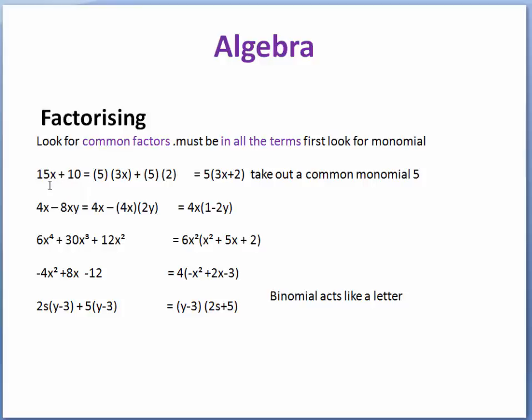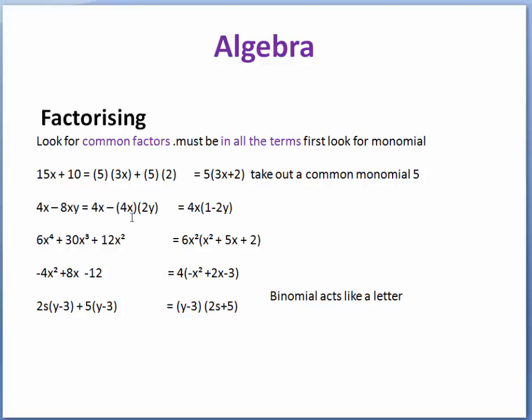And then look at the x. Is there an x? No. So that's the only factor in both of the terms. Then what do we multiply by the 5 to get 15x? Well, that's 3x. What do we multiply by the 5 here to get the 10? Well, that's 2. So this 5 is common. It's a common factor, so we write that outside the bracket by itself. And then 3x plus 2 in brackets.